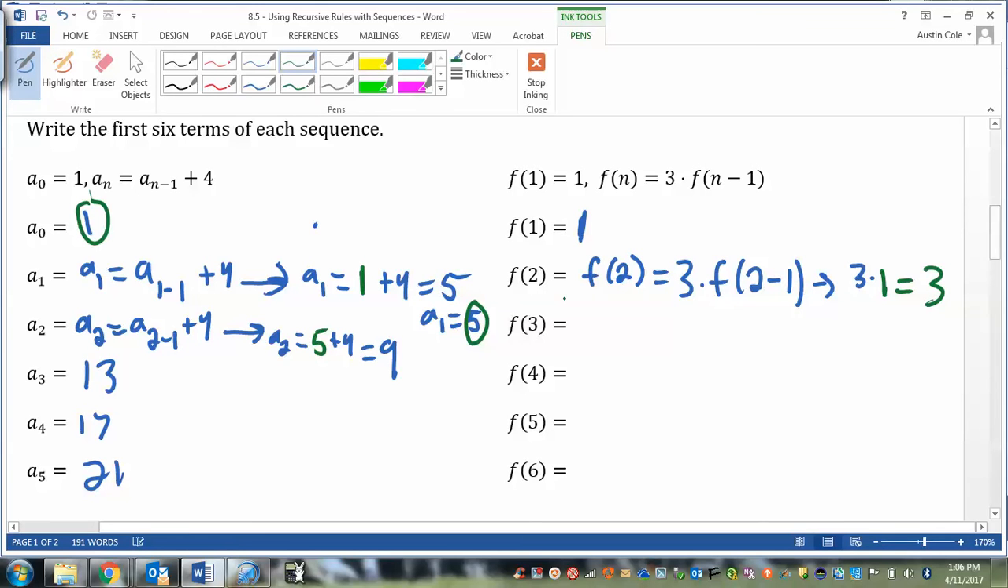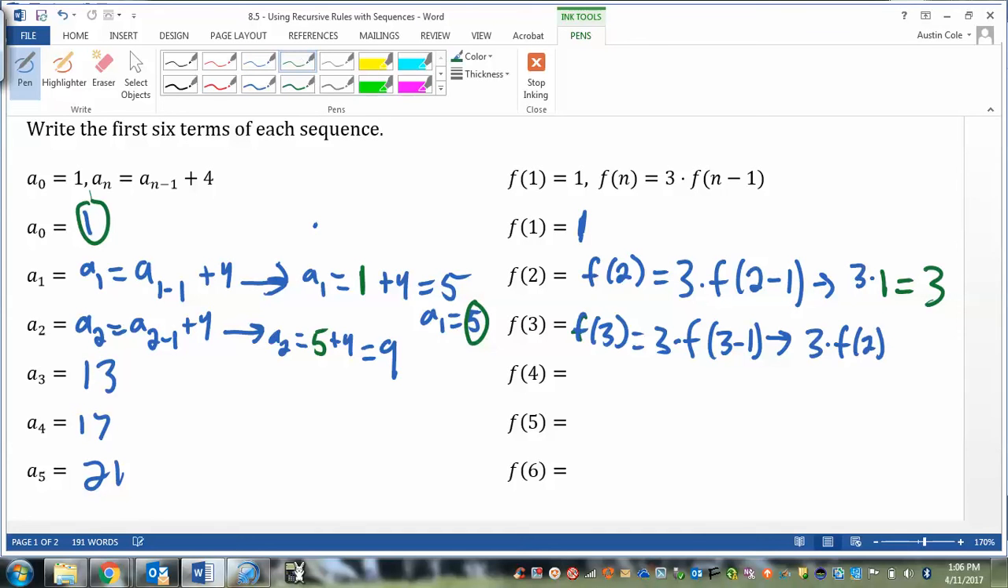F of 3, same idea. F of 3 equals 3 times F of 3 minus 1. That's like saying 3 times F of 2. What did we say F of 2 was? 3. 3 times 3 is? So what's happening each time here? Multiplying by 3, right? So 3 times 1 is 3. 3 times 3 is 9. What's 9 times 3? 27.